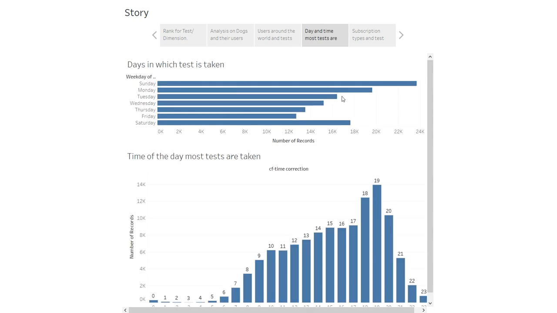Day and time the tests are taken. Usually most of the Dognition tests are taken on the weekend, like Sunday, Saturday, and early Monday. We also observe that most of the tests are taken during the evening hours, like 7 p.m. and 8 p.m. So Dognition can target their ads and provide targeted mails to the users, reminding them that today they have to take this test, and walking them through this test, like how they can get more out of their dogs, etc.